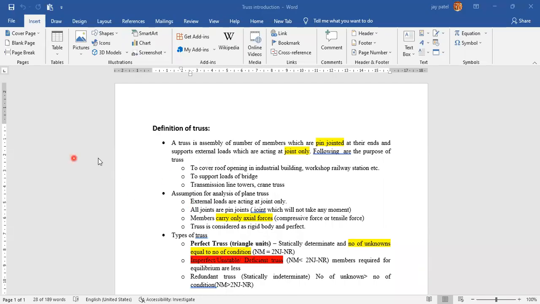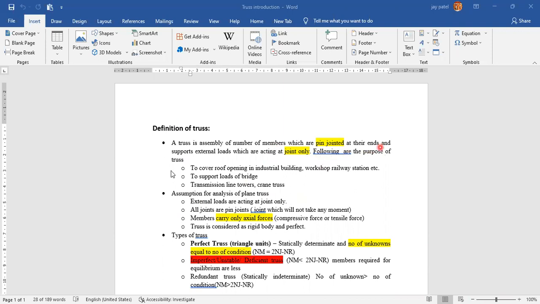So what is the definition of truss? A truss is an assembly of a number of members which are jointed at their ends and support external loads which are acting at joints only. That means whatever load comes will come on the joint only, we are assuming this. Is it clear? That means no loads will act on a member, loads act on a joint only.